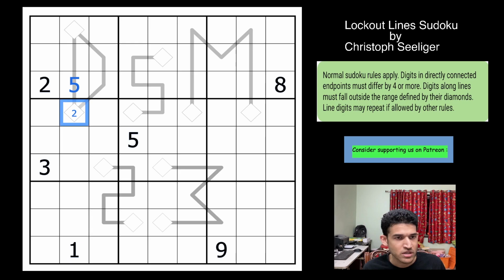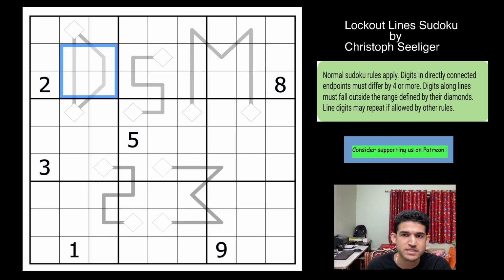Let's go 2 and the difference is at least 4, so you must have 6, 7, 8 or 9, and you'll see that 5 is between these cells. There is no way on earth that you can have 5 on a lockout line and then make sure that it's not falling between the 2 digits on the diamonds, or it is not the same as the digits on the diamonds. That's simply not possible. So 5 can never be on a lockout line. This is one of the basic steps.